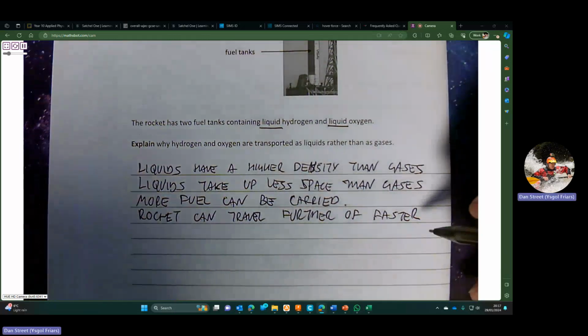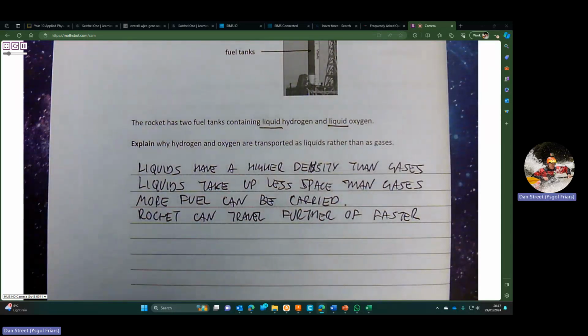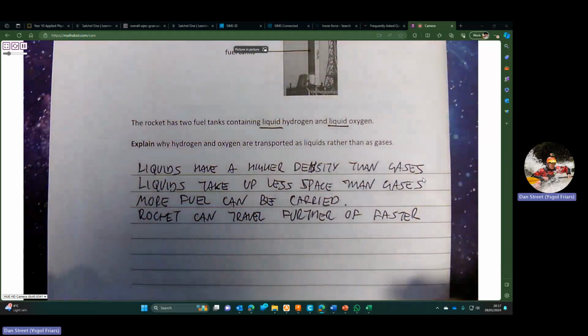It will mean that the Artemis is more likely to get to the moon and get back again, obviously, which would be ideal. Okay, so that's all the questions there.